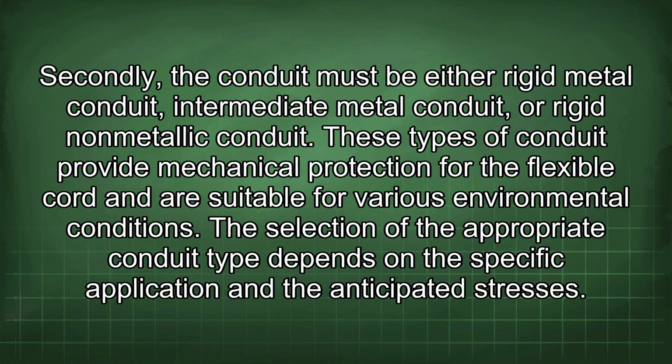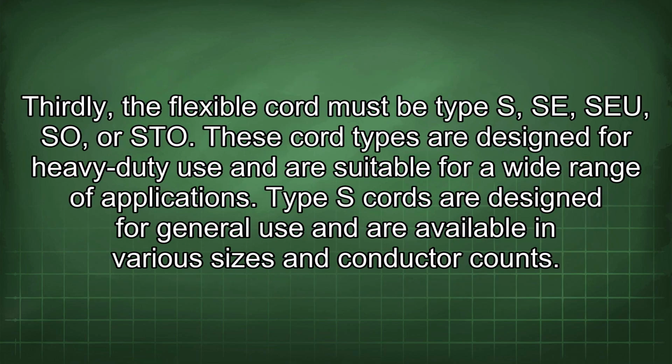The listing ensures that the components are compatible and suitable for the intended application. Secondly, the conduit must be either rigid metal conduit, intermediate metal conduit, or rigid non-metallic conduit. These types of conduit provide mechanical protection for the flexible cord and are suitable for various environmental conditions. The selection of the appropriate conduit type depends on the specific application and the anticipated stresses.